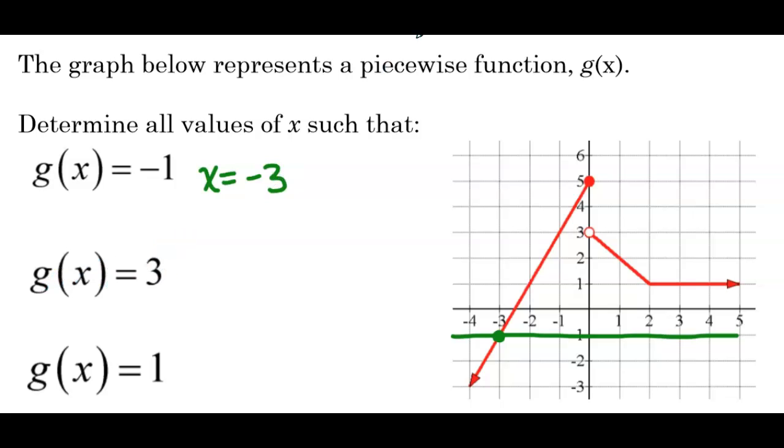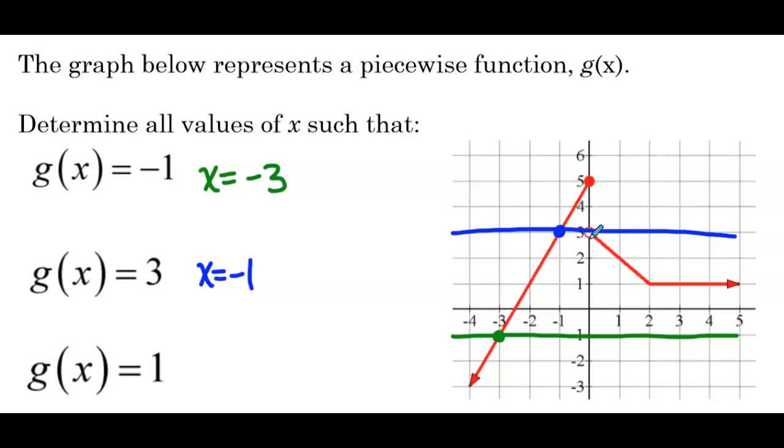G of x equals 3. So what are the inputs that would output 3 in this particular function? So again, draw a horizontal line at 3. Those are all the points where the output would be 3. So we look where that intersects the graph. So I see it intersects at that point there. So if we input -1 into the function g of x, we would output +3.